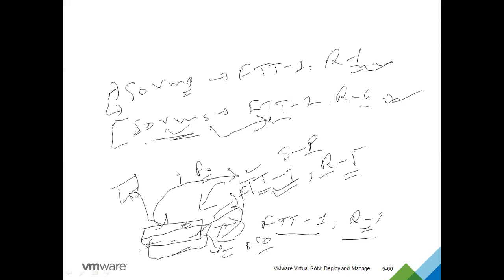But if I already have 50 VMs running and I don't want the default policy FTT1 RAID 5 for these 50 VMs, I want FTT2 RAID 6, no problem. You select those VMs, right click, and update the policy. In future, whatever data is written under these 50 VMs will follow this policy. In this way, we can achieve different policies.